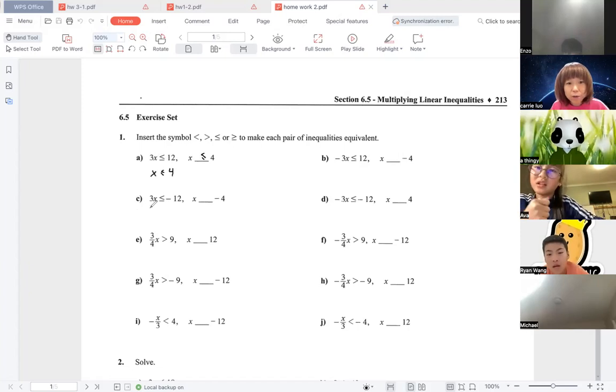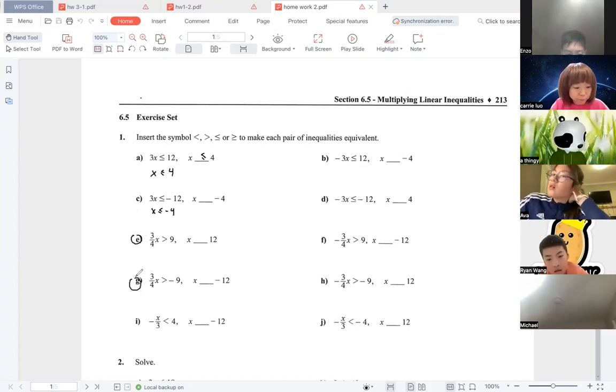So let's take a look at this one. 3x is smaller or equal to negative 12. So x is smaller or equal to negative 12 divided by 3, which equals negative 4. Get it, everybody? So E and G, you do yourself.